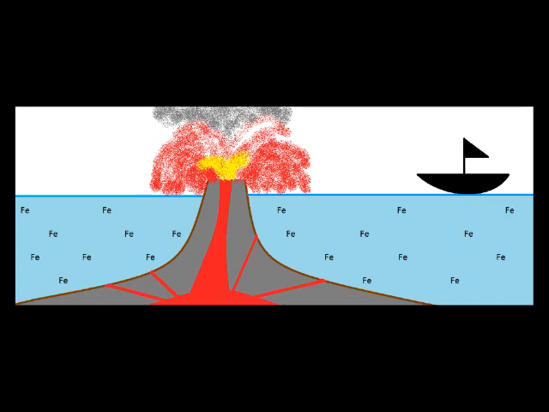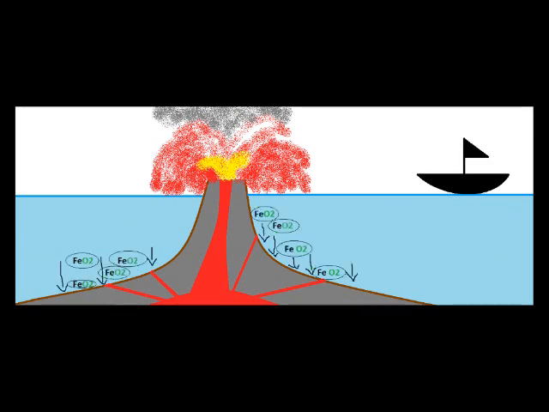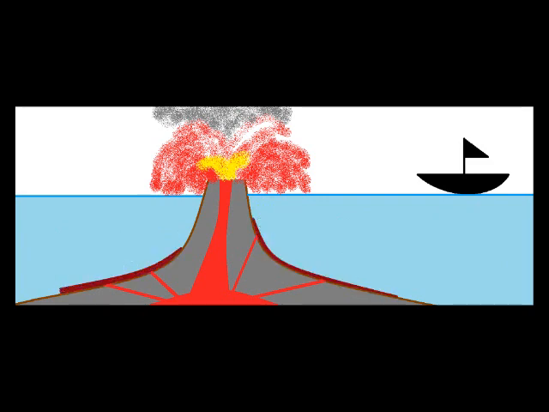Here we see a cross-section of an ancient volcano in the ocean. Note that once again there is an abundance of free iron in the water. The volcano has small vents that release gases around the base and cone of the volcano. Among these gases is oxygen. This oxygen reacts with the free iron in the water to once again form iron oxide. The iron oxide precipitates to the ocean floor and accumulates in iron-rich layers on the seafloor.